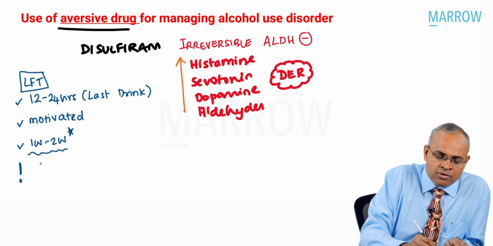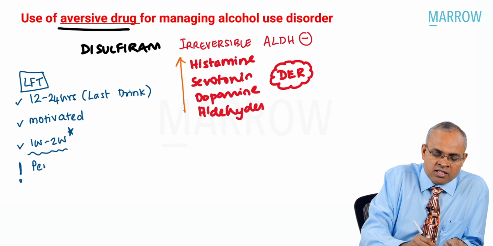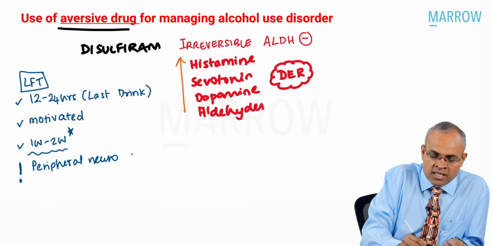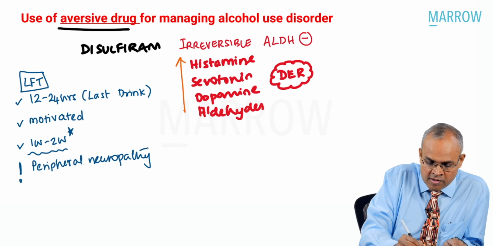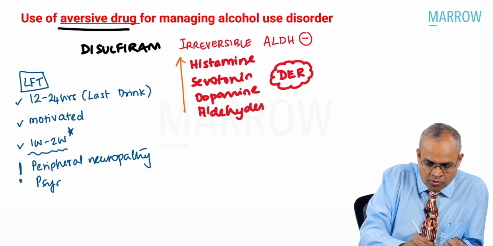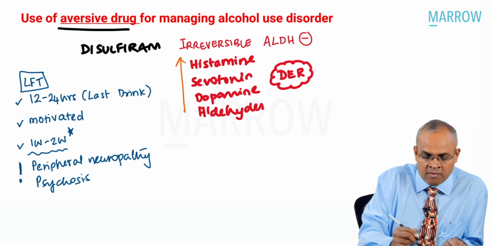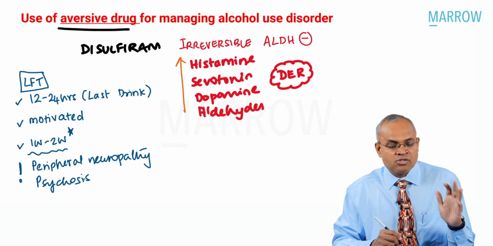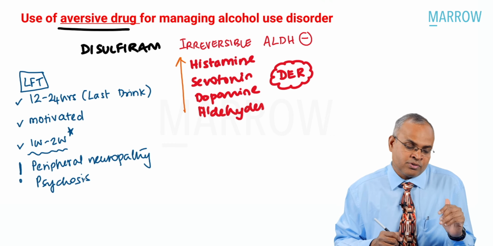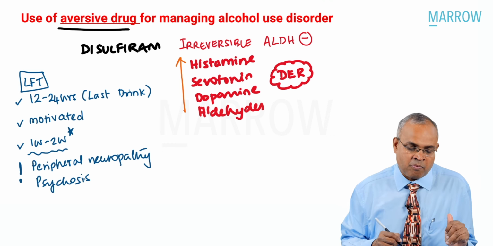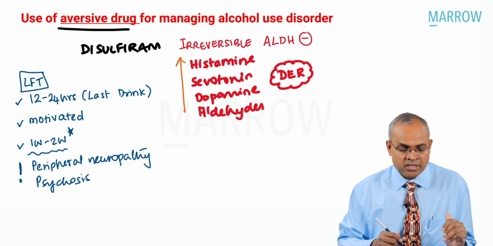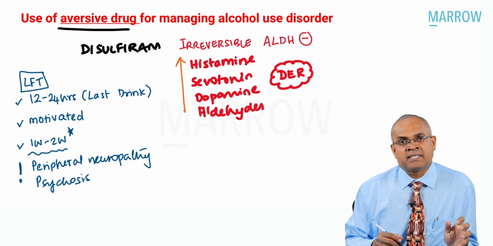Always use disulfiram cautiously in patients with peripheral neuropathy and psychosis, because it can worsen peripheral neuropathy and psychosis. So that's why you should be careful about using it in this particular population, peripheral neuropathy patients and psychosis patients.